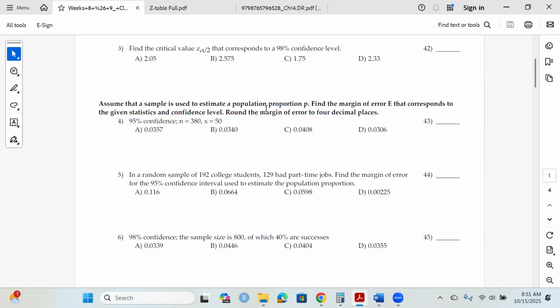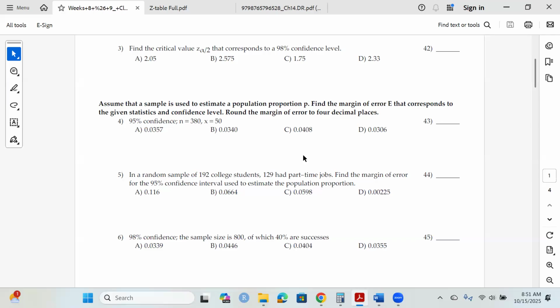Margin of error, blah, blah, blah, assumed sample, or they want the margin of error. Okay, find the margin of error. We know right away that the critical value for a 95% confidence interval, and you should know this one, this should be memorized, is 1.96. You can go through the process of looking it up in the table or wherever. We know that our n or sample size is 380, and we're looking at 50 successes.